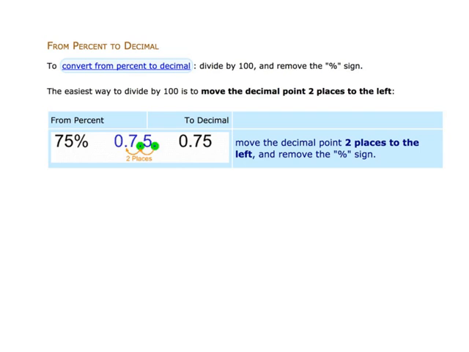Okay, to go from a percent to a decimal, it's the other way now. Instead of multiplying by 100, we're going to divide by 100. The easiest way to divide by 100 is to move the decimal point 2 places to the left. So if we take their example here at 75%, they took the decimal point that we don't see, it would be right there, and we go 1, 2. So 75% equals 75 hundredths.